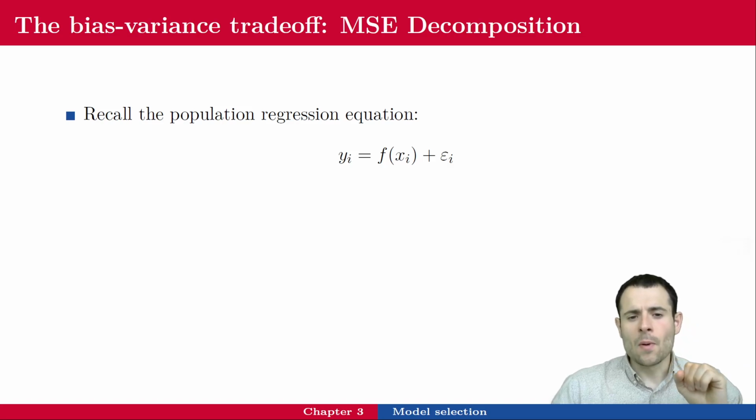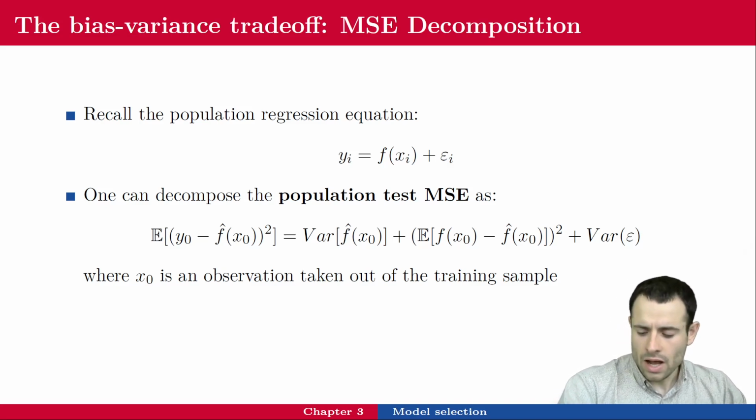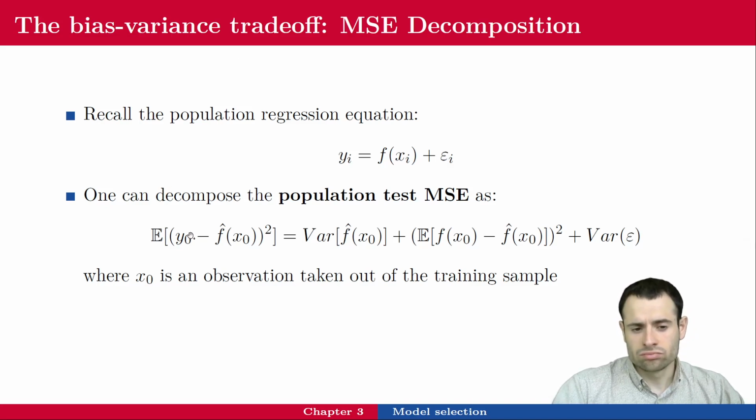Let's decompose the population regression equation. Y is a function of x plus some random term. You can decompose the population test mean squared error as follows. Here, I have an observation y0, which is not part of my training sample, and I have a corresponding x0. The mean squared error of this prediction can be decomposed as the variance of my predictions, plus the bias of my predictions squared, plus the variance of the error term.